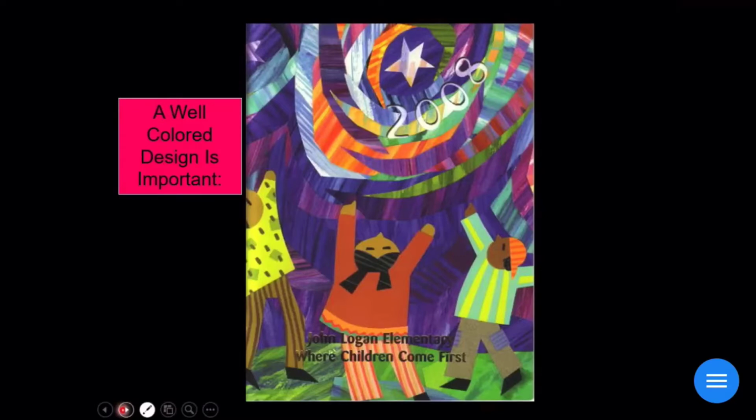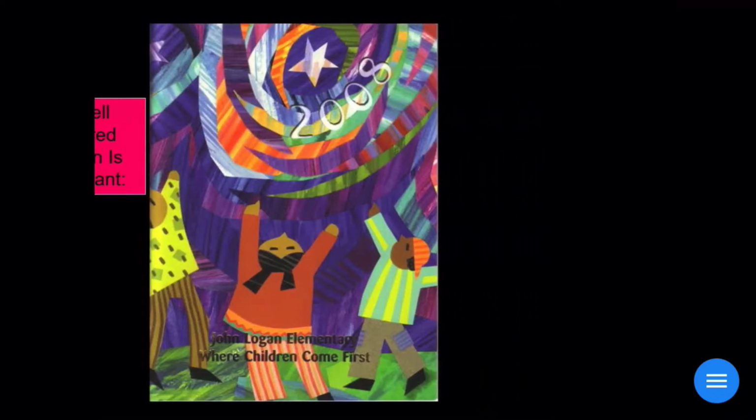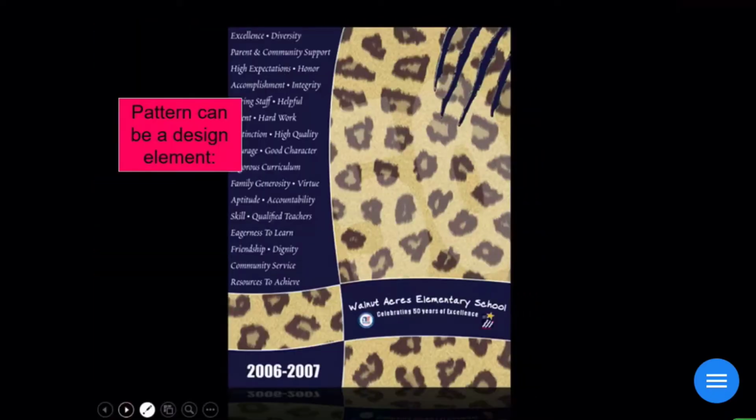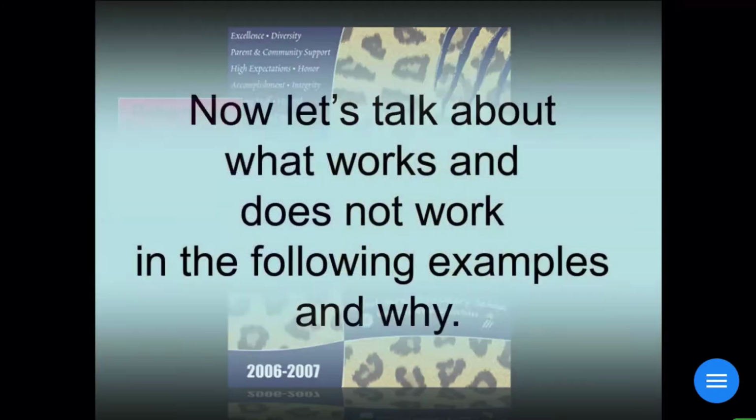A well-colored design is important. In fact, it's not just important, it is critical. I have seen some of the most wonderful drawings in the world not win our yearbook cover contest because they were poorly colored in. And then I've seen some pictures that weren't very well drawn, but because the color was just spot on, they actually won the cover. So coloring's super important. You can incorporate patterns into your design if you want to.